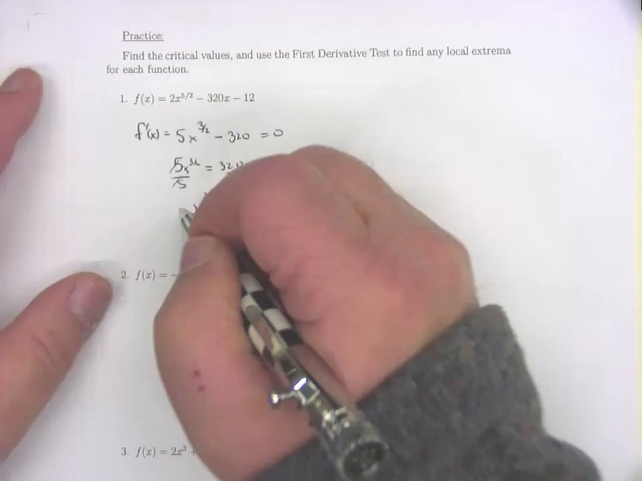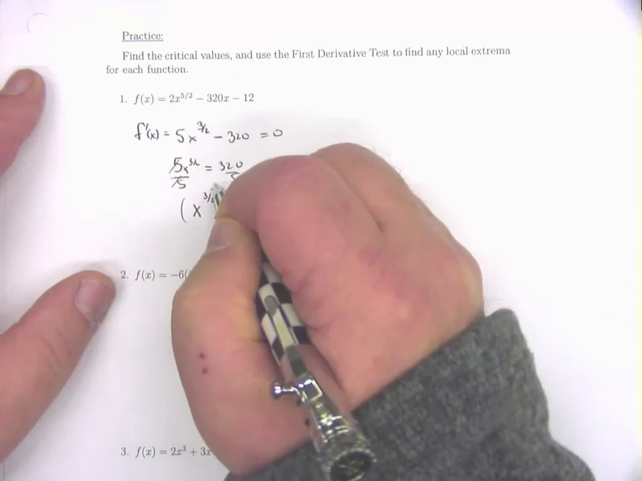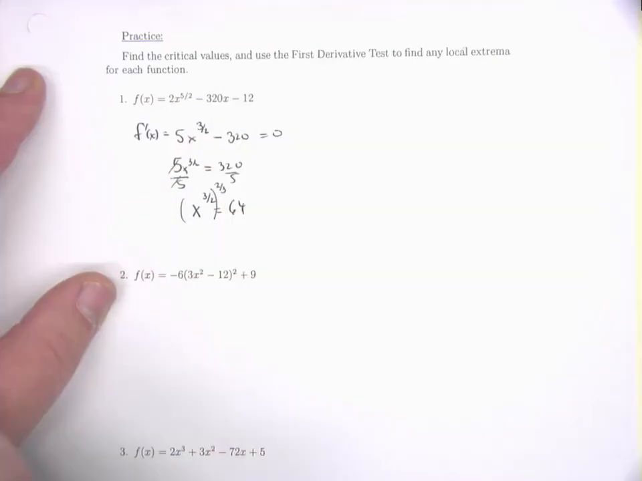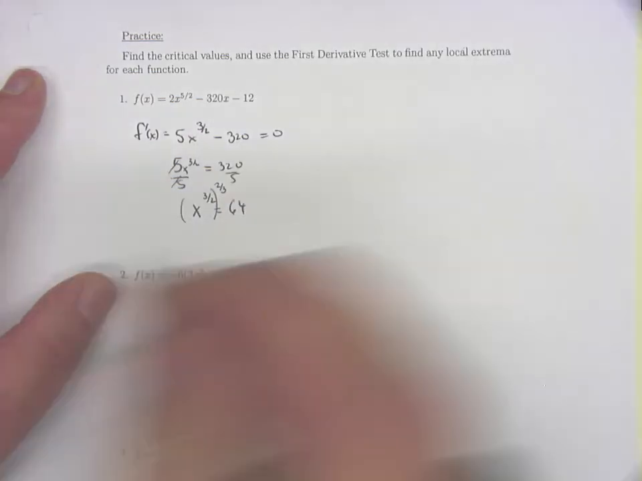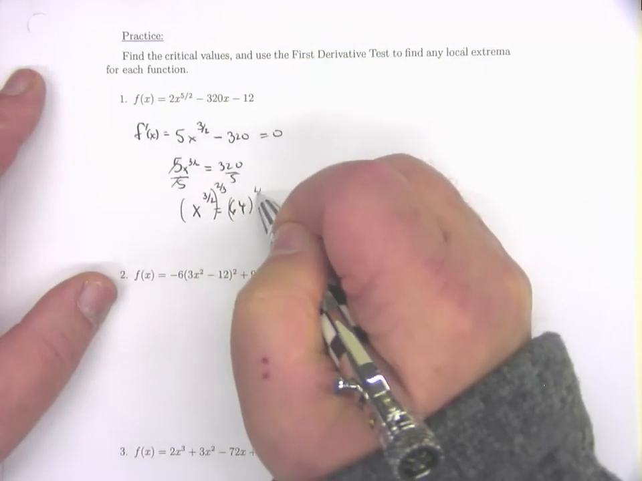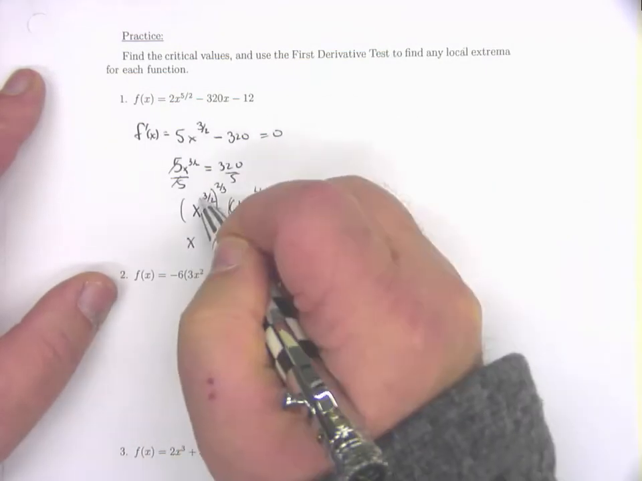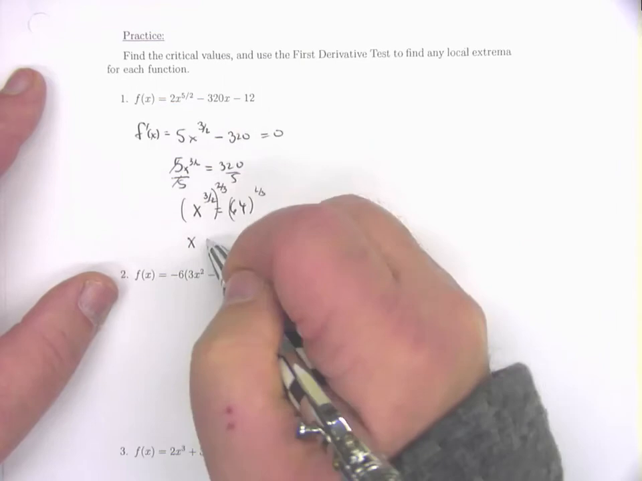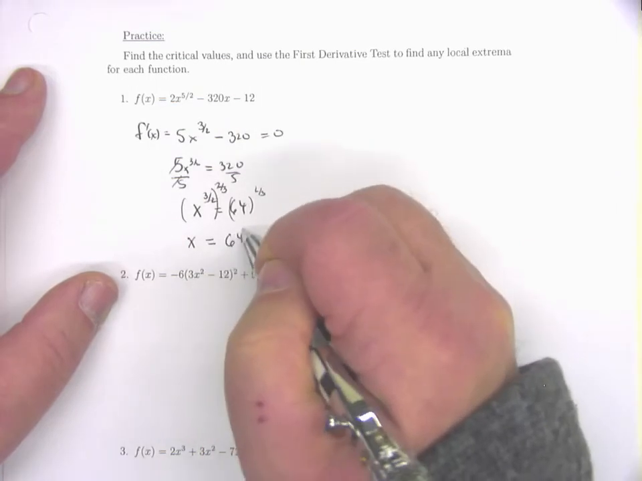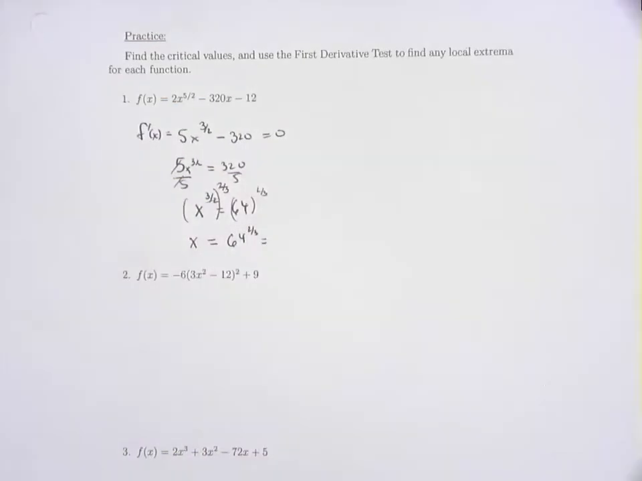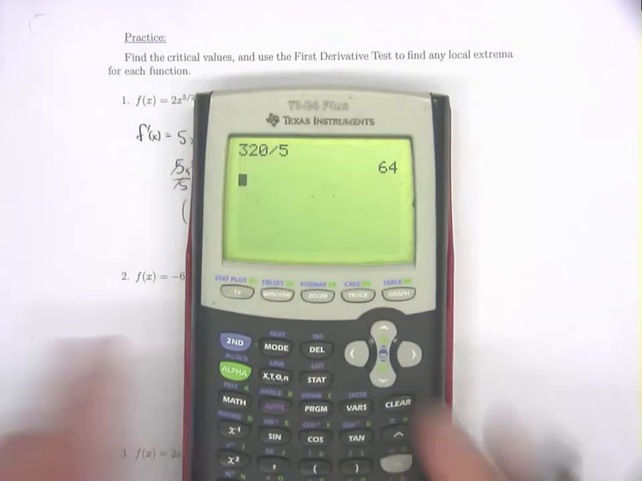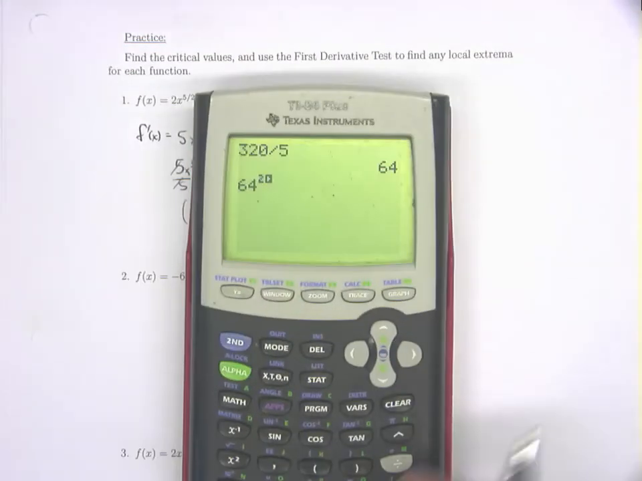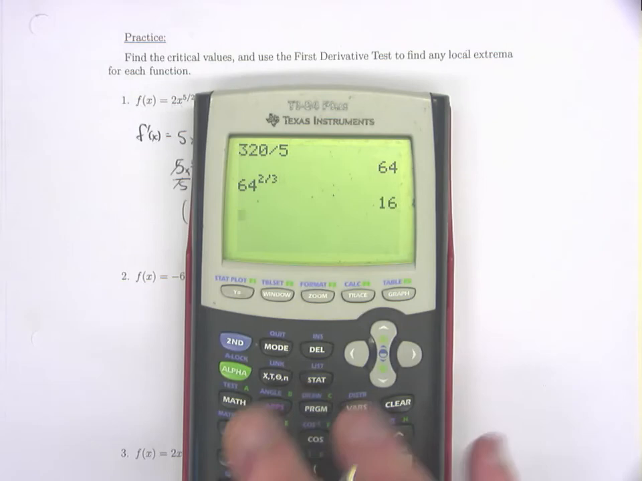What kills off a 3/2 power is raising it to the 2/3 power, the reciprocal. What I do to one side, I do to the other. So x, because this will cancel, because power to a power you multiply, x would be equal to 64 to the 2/3 power. So I'm going to put that on my calculator. 64 raised to the 2/3 power is 16.